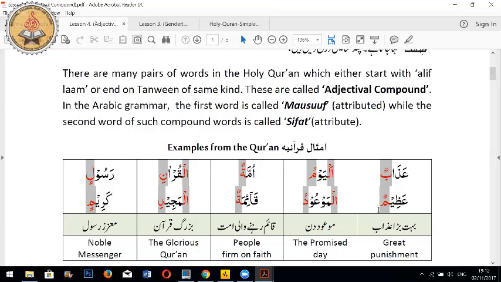So they must agree in terms of i'rab. I'rab means the last strokes. So azabun azimun. Al-yawmu, the day, al-maw'udu, the promised. So the full word is al-yawmul maw'udu. As I have highlighted, it starts with alif lam. In such compound words, adjectival compounds, the next word after an ism must have the same attributes or qualities of harakat.